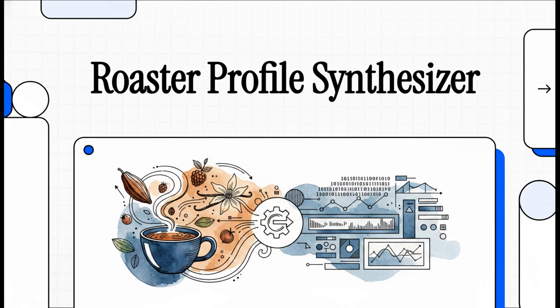All right, let's dive right in. Today, we're talking about something that's at the very core of coffee roasting. How do you take an idea for a flavor and turn it into a concrete, data-driven plan? We're going to look at a Roaster Profile Synthesizer. It's a tool that basically takes what you want your coffee to taste like and translates it into a file your roaster can actually follow, from a simple vision to a machine's command.